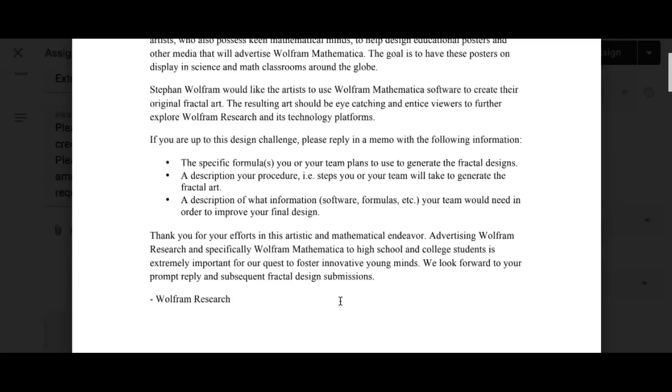Advertising Wolfram research, and specifically Wolfram Mathematica, to high school and college students is extremely important for our quest to foster innovative young minds. We look forward to your prompt reply and subsequent fractal design submissions.